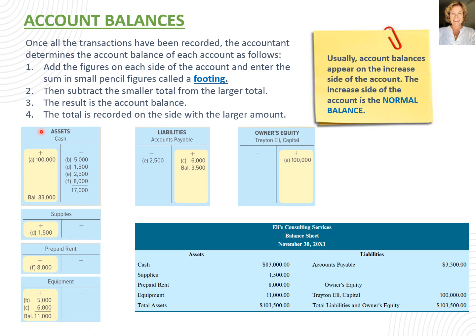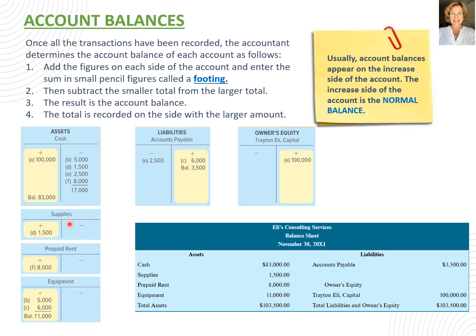Now let's take a look at the cash account. We had an increase in cash from the investment by Trayton Eli of $100,000, and then four transactions that decreased the cash account for a total of $17,000. So that's called the footing, $17,000. And then we'll calculate the balance, which is $100,000 minus the four transactions that decrease the cash account for $17,000, leaving us a balance of $83,000.